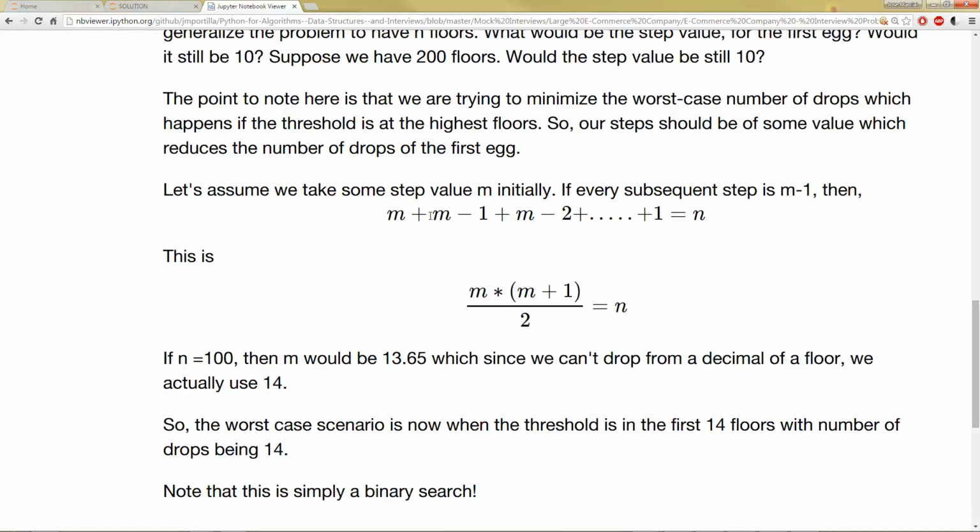If you're able to convert this into this equation, you can probably get here by yourself, but realizing that it equals this is a little trickier. Alright, so now that we know we have 100 floors, if n equals 100 and you solve for m here, then you would get 13.65. And since 13.65 is a decimal of a floor, we're actually going to round it up to 14. So now we know the worst case scenario is when the threshold is at the 100th floor, with the number of drops being 14.